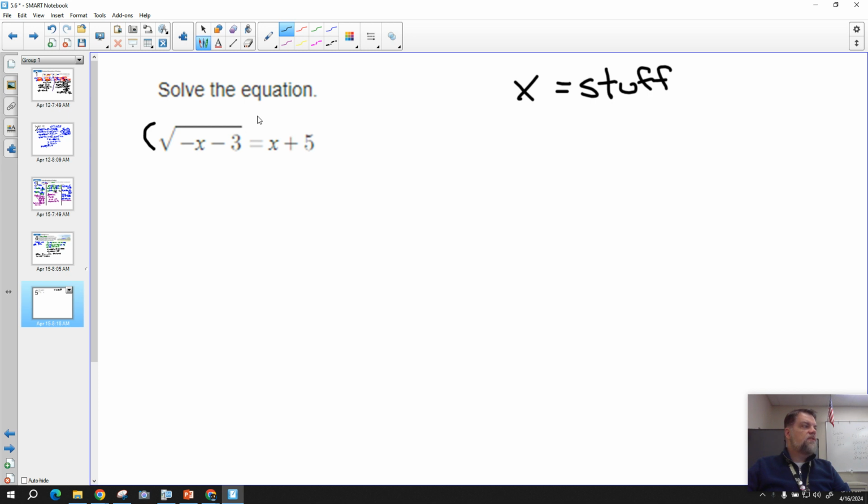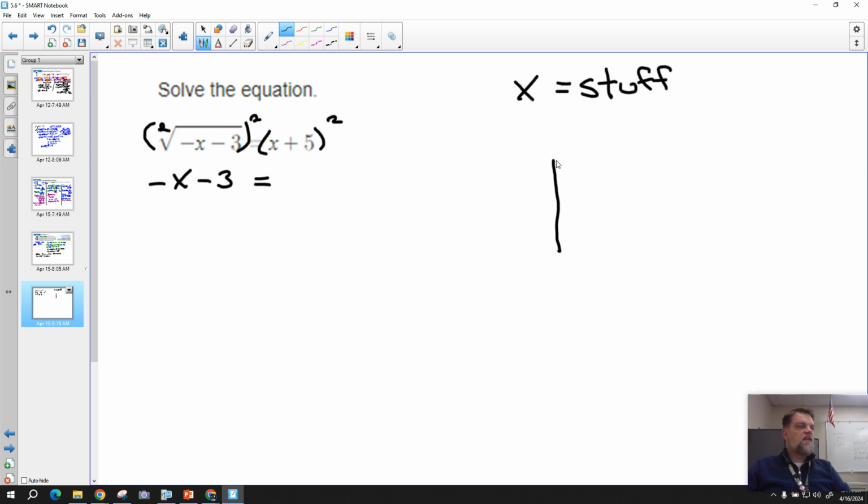The way that you undo a square root is you square it, and whatever I do on one side I have to do to the other side. Now when you square a square root, they kind of undo each other and you're just left with negative x minus 3 is equal to x plus 5 squared.